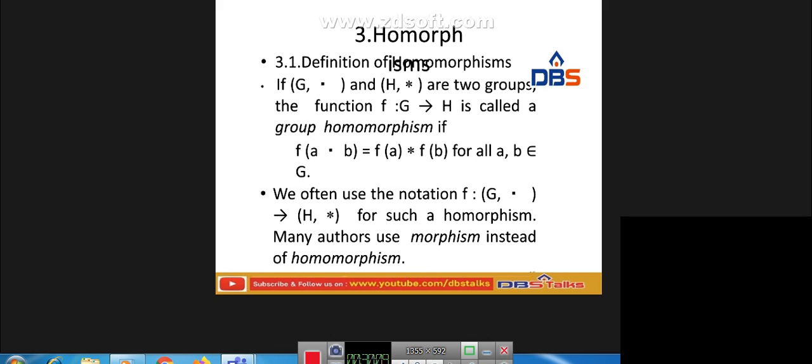Many authors use the term morphism instead of homomorphism. So what is the homomorphism? (G, ·) and (H, *) are two groups. The function f: G → H is called a group homomorphism if f(a·b) = f(a) * f(b) for all a, b belongs to G. That is called a homomorphism. Many authors use morphism instead of homomorphism.